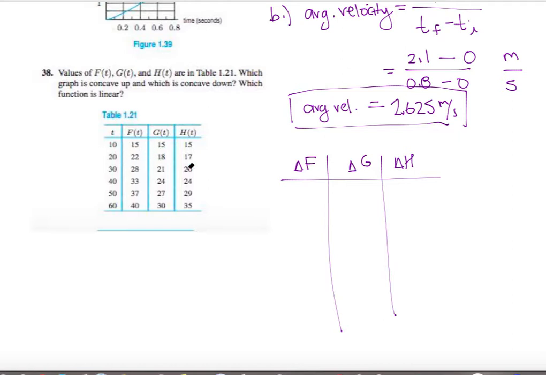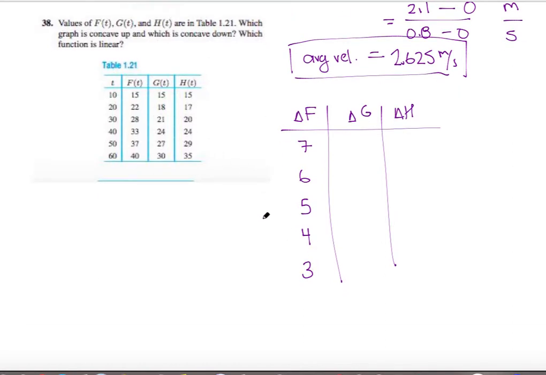So for the first 10 seconds, f goes up by 7. For the next, it goes up by 6. For the following one, 5. Next one, 4. Then 3. Okay? So what I can get from this is that the rate at which f is increasing, f increases the entire time, is actually decreasing. The rate is decreasing. Therefore, this would be concave down, right? The slope of it is decreasing. So that would look something like this, if this were f of t.